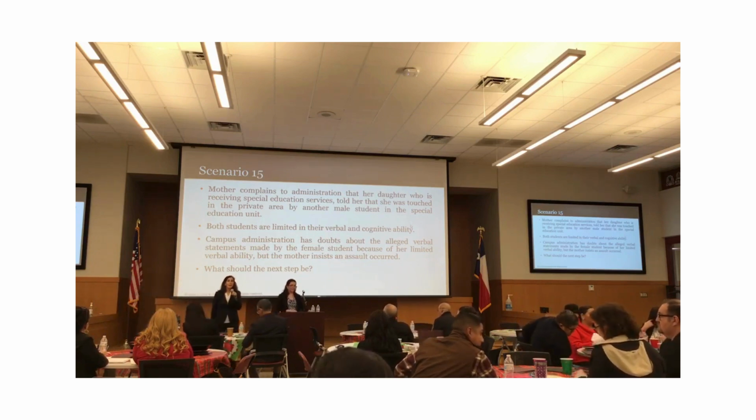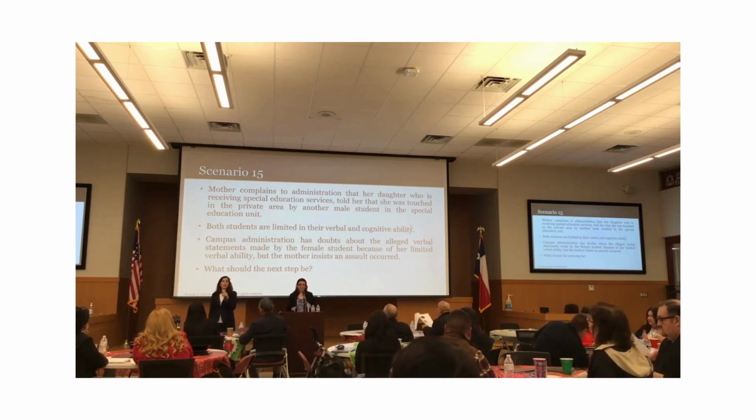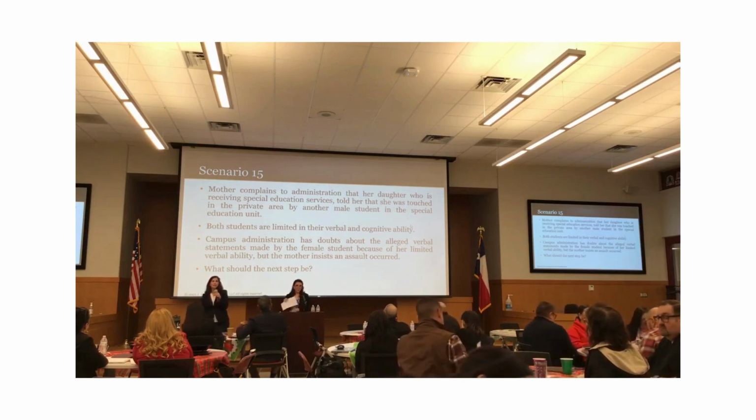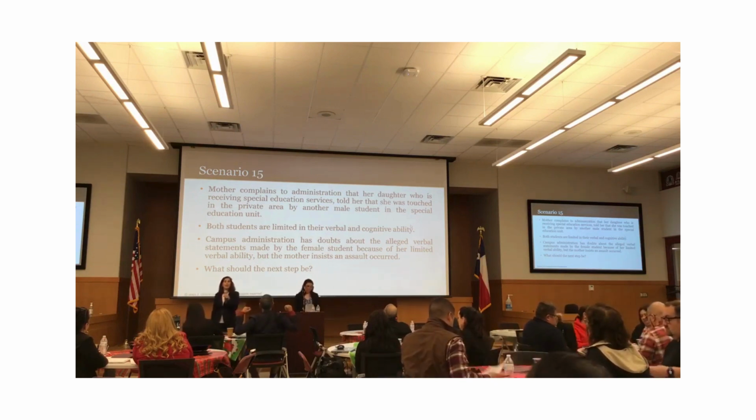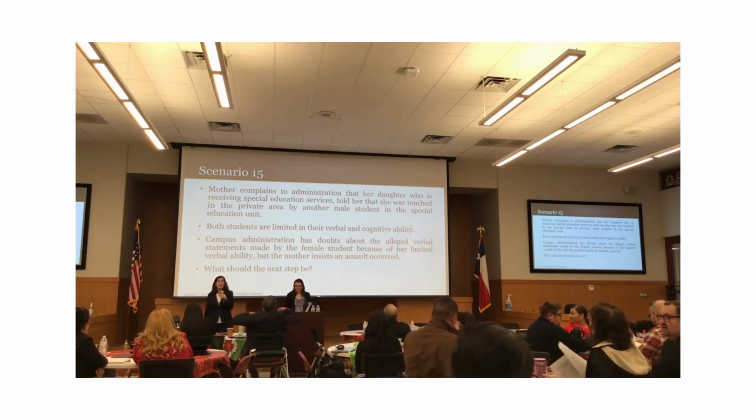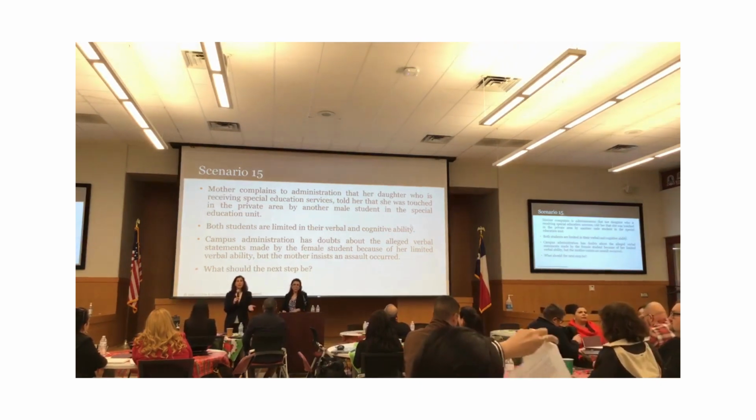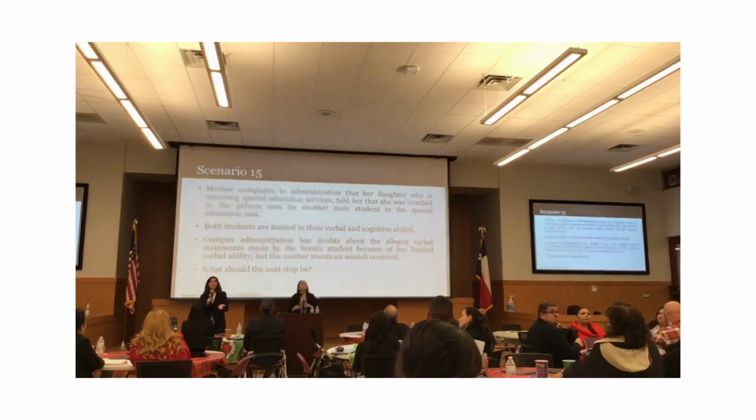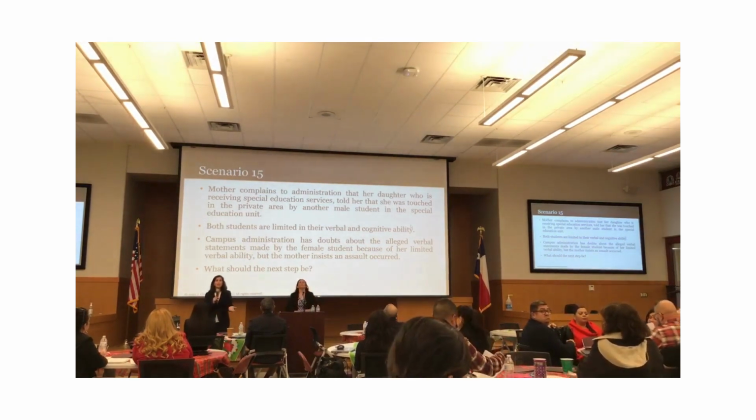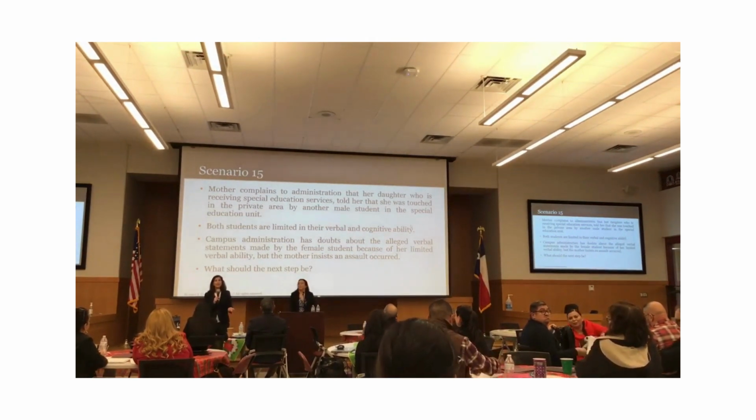Mother complains to administration that her daughter, who is receiving special education services, told her that she was touched in the private area by another male student in the special ed unit. Both students are limited. We've done that one. Campus administration has doubts about the alleged verbal statements made by the female student because of her limited verbal ability. Mother insists that an assault occurred. What should the next step be?